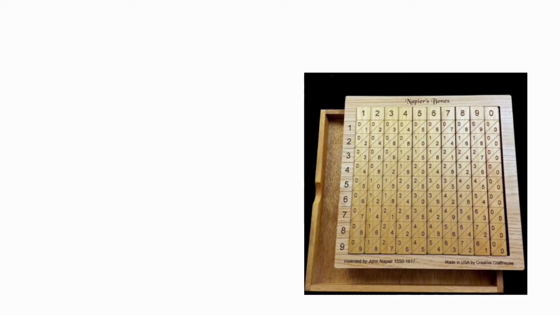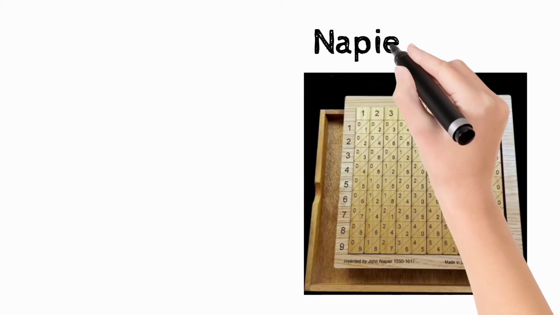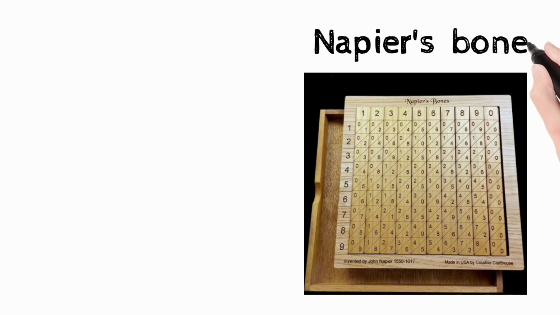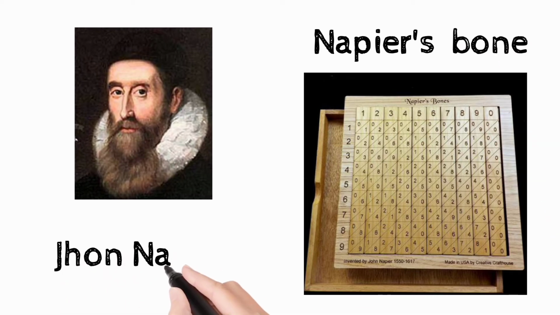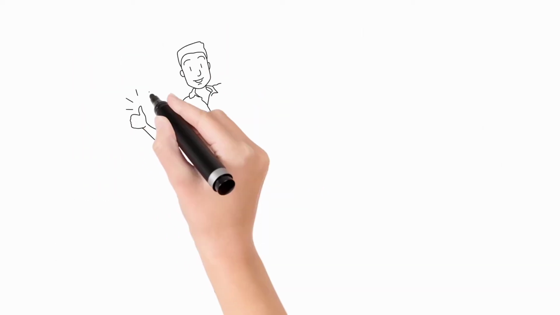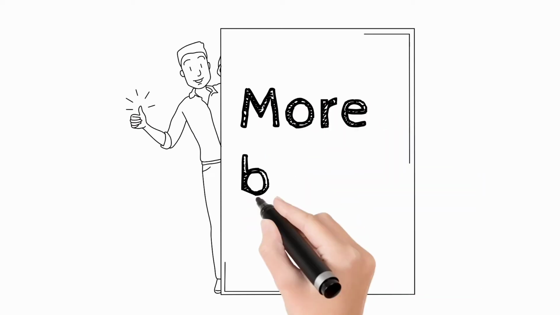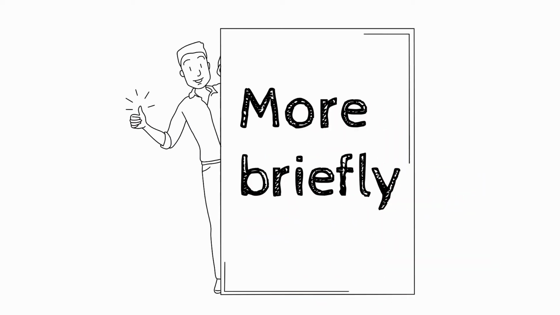The next invention that revolutionized the computer's history is Napier's bones. John Napier was a Scottish mathematician who created logarithm tables to facilitate calculations. In our next videos, we will discuss this invention more briefly.